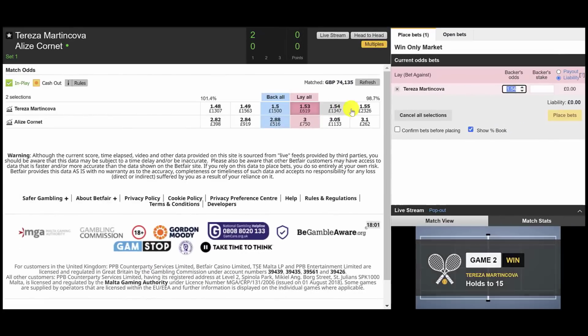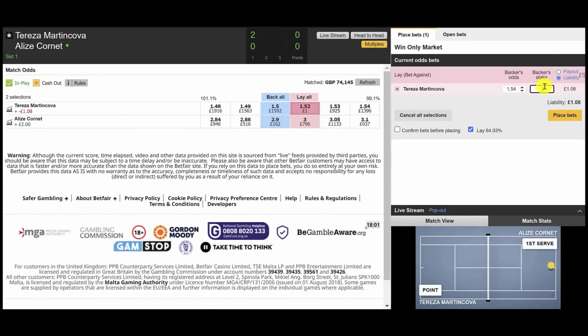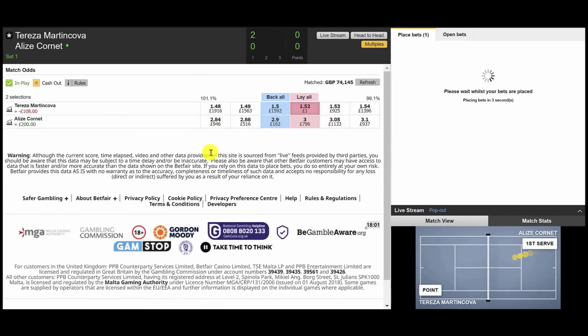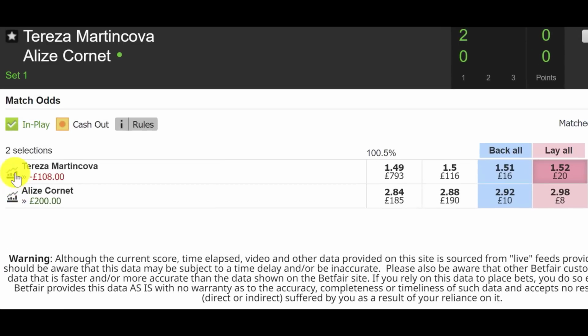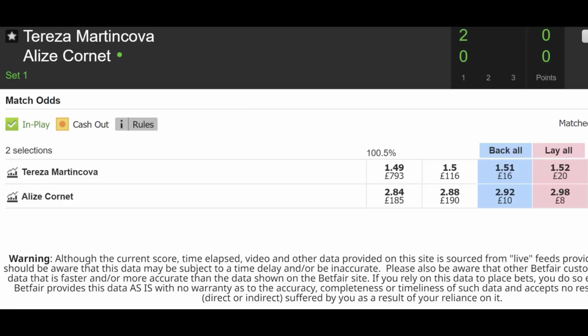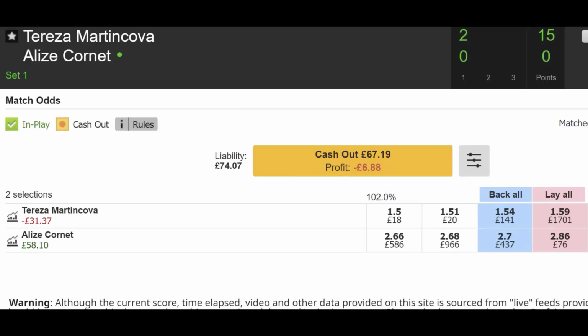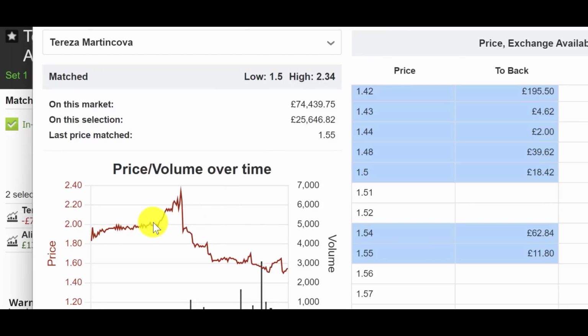So we've got an interesting one here. We're going to lay this player, Martincova. Let's just get this in the market. Now, let's check the starting price on Martincova. She's just gone 2-0 up, so 2-0 up in this first set. That's obviously what we're looking for. Let's just see what her price was, to get an idea of where the price was before this. So it's an even matchup.